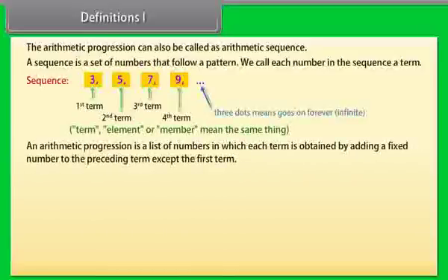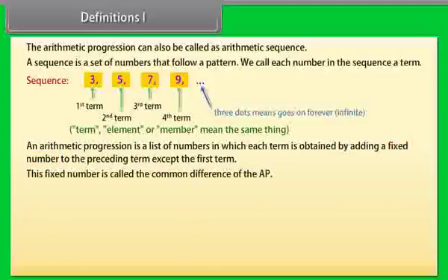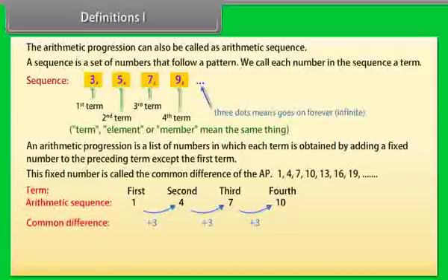An arithmetic progression is a list of numbers in which each term is obtained by adding a fixed number to the preceding term except the first term. This fixed number is called the common difference of the AP. Look at this sequence. We can see here that the common difference is 3. In general, we can write an arithmetic sequence like this: a, a plus d, a plus 2d, a plus 3d, and so on.